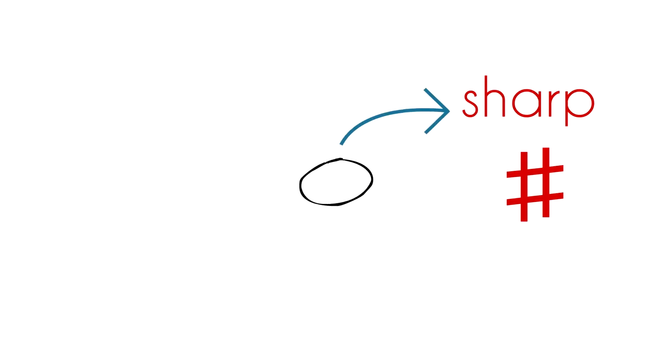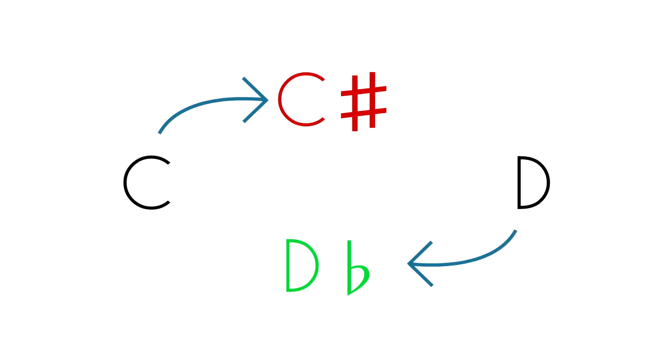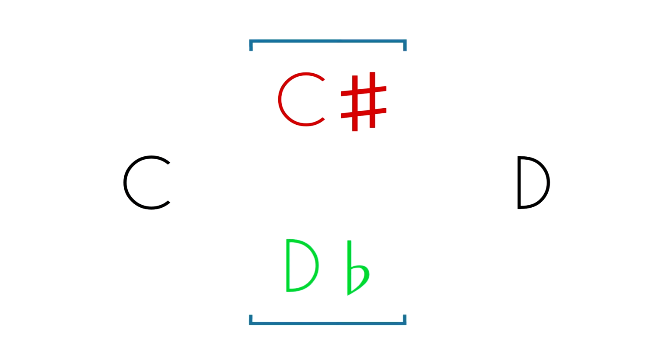A half step up from a note is called the sharp of that note, represented by a pound sign, while a half step down is the flat of that note, represented by a small b. So if we have C and D, C sharp is a half step up from C, and D flat is a half step down from D. C sharp and D flat are the same note.